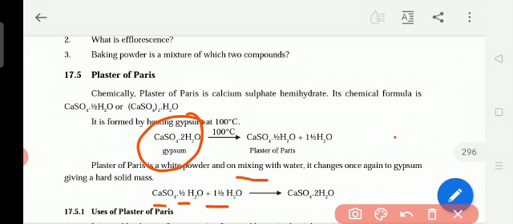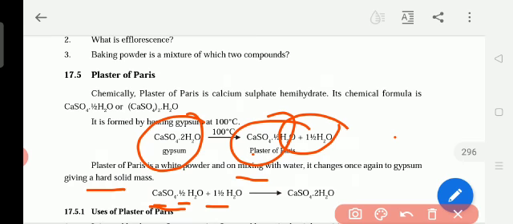For example, you see the cement is a powder. If it is mixed with the water, when it reacts with the water, immediately it becomes hard. Like that only, plaster of Paris is a white cement. When it is again mixed with the water, it becomes a hard substance, giving a hard solid mass. Okay, so this is the one. CaSO4 half H2O, again if it is mixed with the water, we get the reverse, like this.